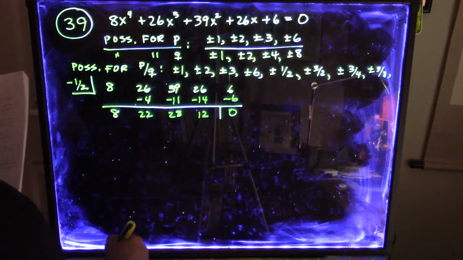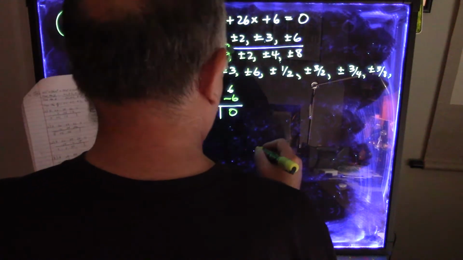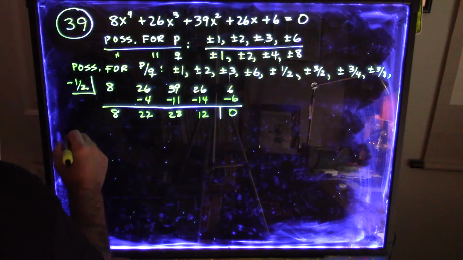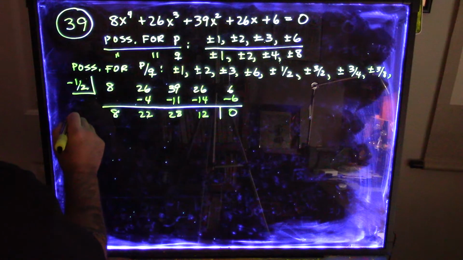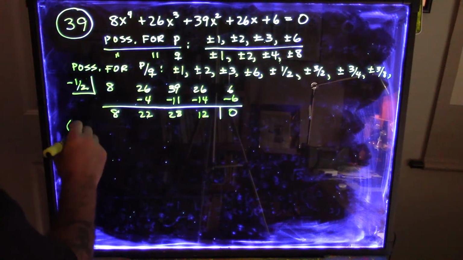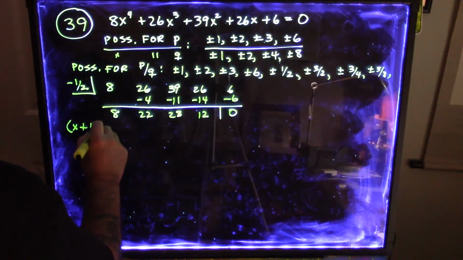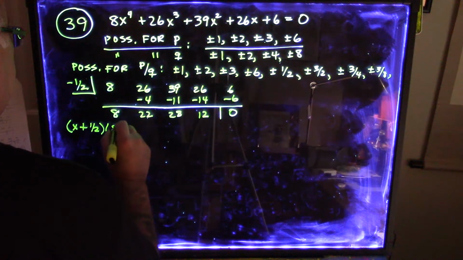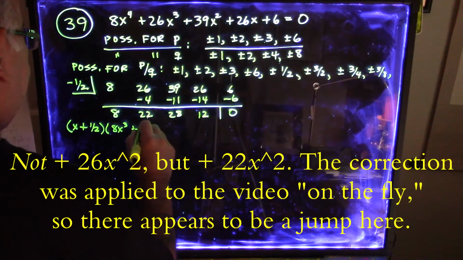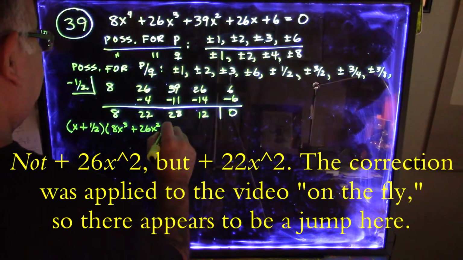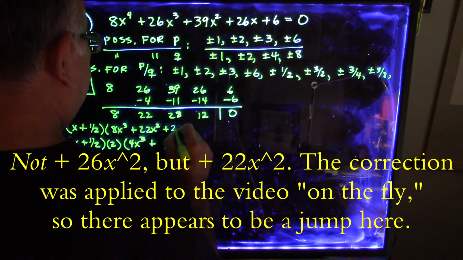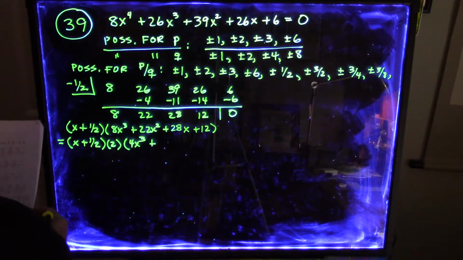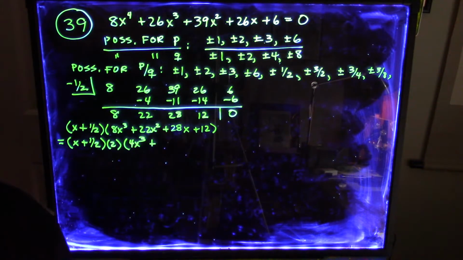So this polynomial can be written in this form. Let me write it down here. I'm not going to write the whole polynomial out. I'll just write the factored form so far. Factored form x minus negative a half or x plus 1/2. And then we've got 8x cubed plus 26x squared plus 28x. Alright, now that's going to work.